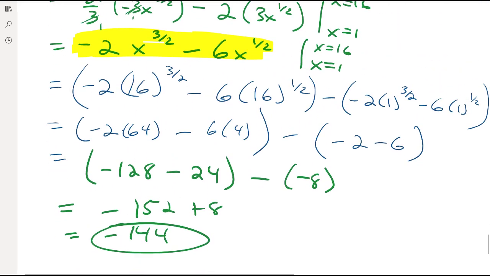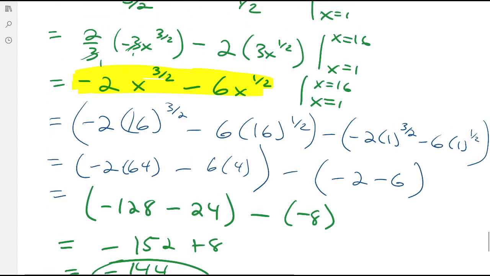Alrighty, folks. Once again, sorry for the longer video here, but that's how you do integration with bounds. We call that a definite integral.